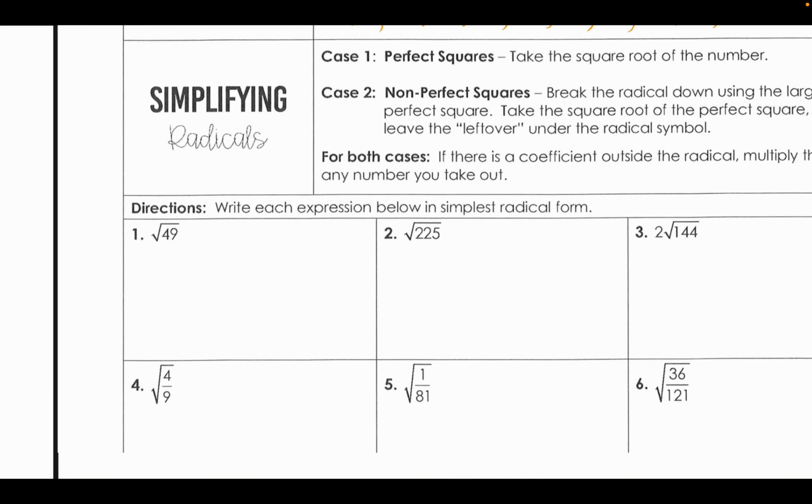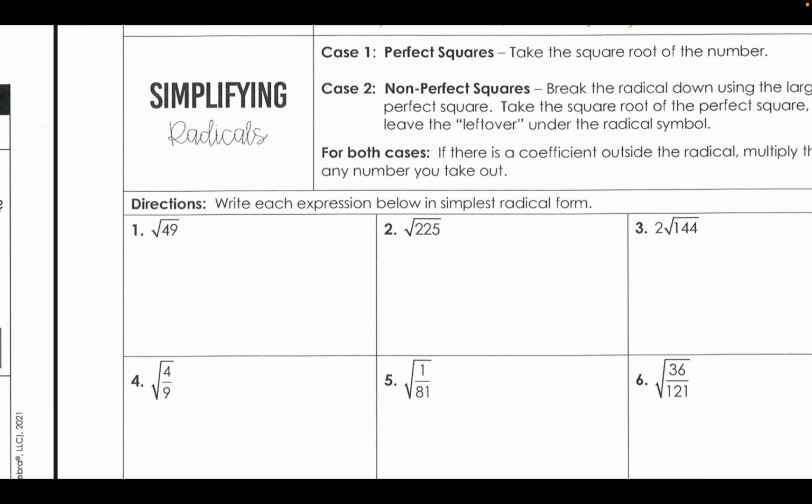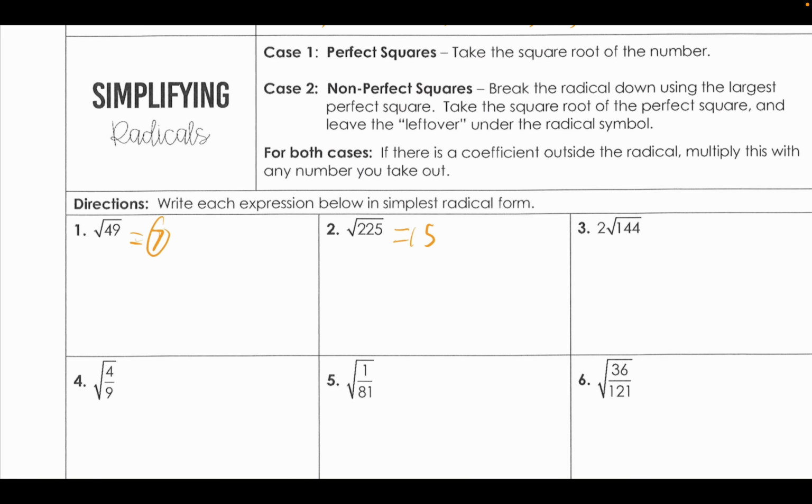So write each expression in simplest radical form. The square root of 49, 49 is a perfect square, so it is 7. Square root of 225 is 15. And 2 times the square root of 144 is 2 times 12, which is 24. On number 4, we have a fraction. So this is really the square root of 4 over the square root of 9, and the square root of 4 is 2. The square root of 9 is 3, and so you get 2/3.